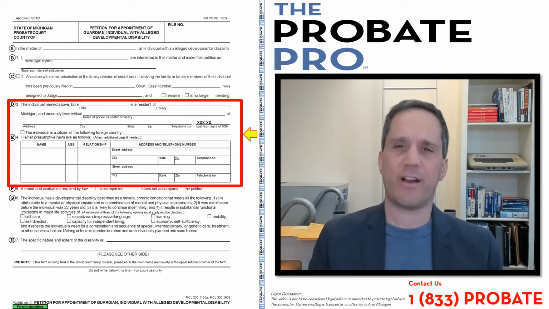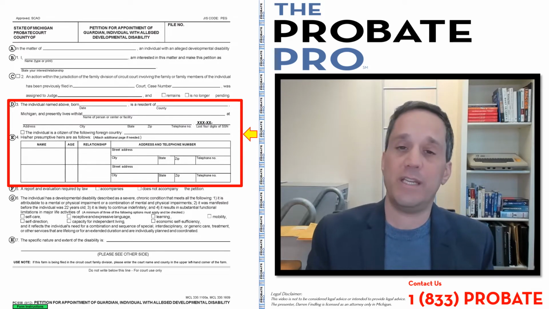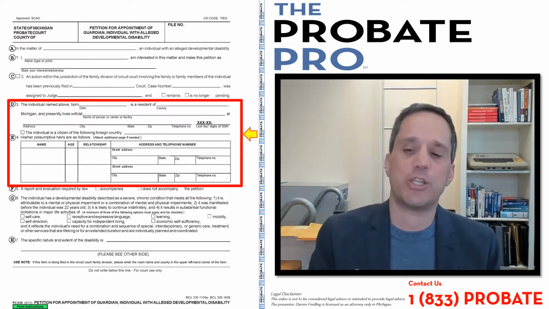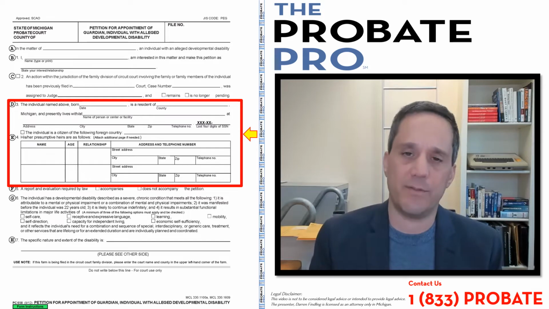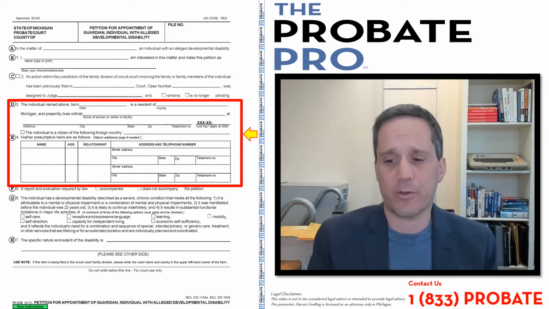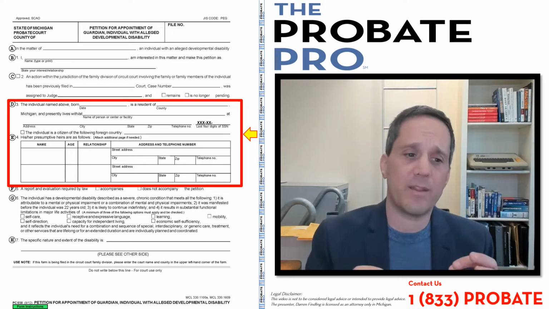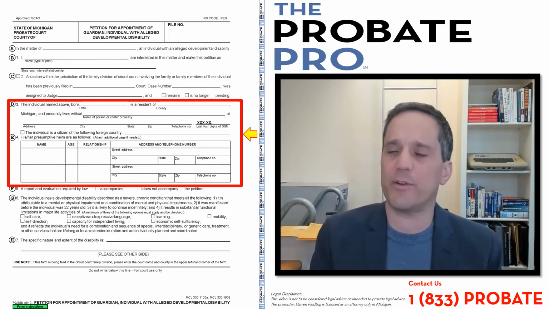The presumptive heirs, what does that mean? Well, under Section E, you're identifying the relationship, the people that are entitled to receive notice under Michigan's statute, the mental health code, and the presumptive heirs are reflected there. And they don't give you a lot of space here.